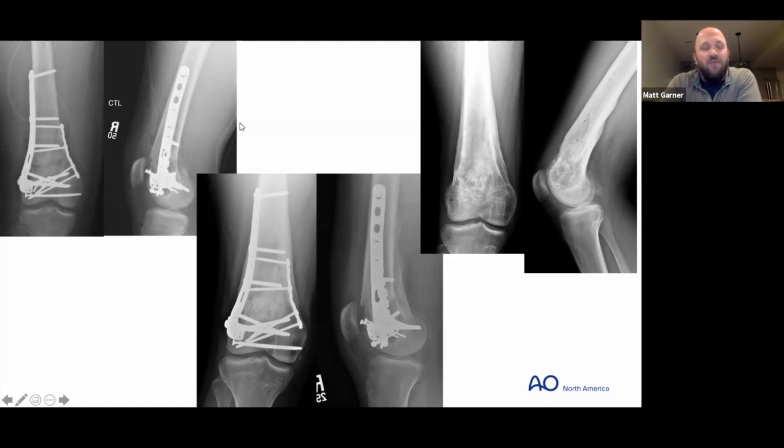So if I'm considering going medial, I may cheat my lateral parapatellar a little bit more lateral because I have a little more flexibility with that. But you can also make your medial a little bit more posterior than typical as well.